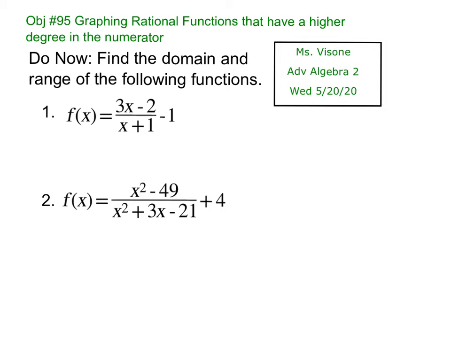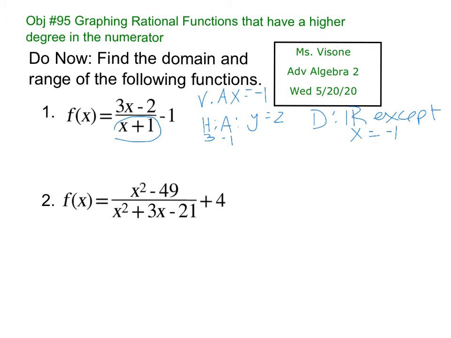I'm always thinking about these in terms of vertical asymptotes and horizontal asymptotes. So my vertical asymptote is where the denominator equals 0, x equals -1. And then my horizontal asymptote is at 3 minus 1, which is 2. So those are telling me my domain and range. So my domain is all real numbers except x equals -1. My range is all real numbers except y equals 2. And that's it.